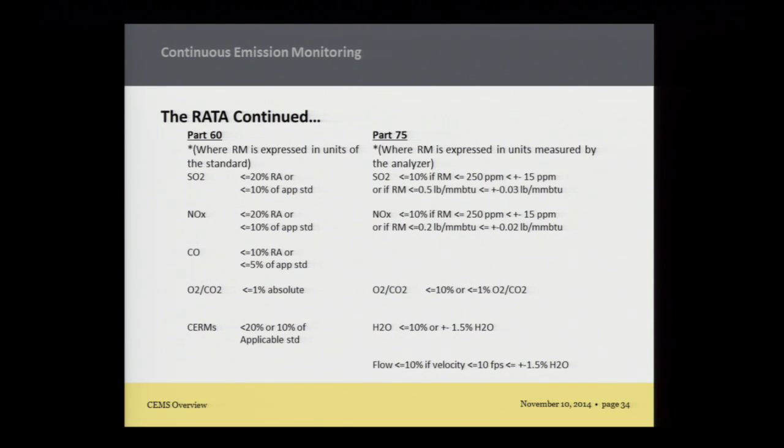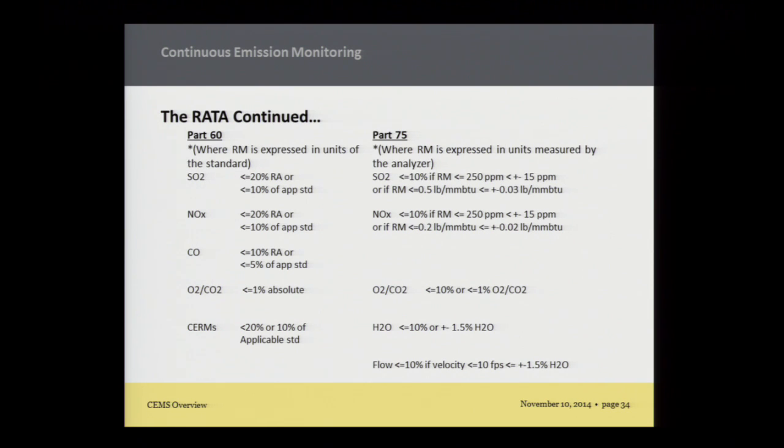So here's a breakdown of the Part 60 versus Part 75 RATA requirements. You get over here, see, it's just pretty simple: 20% of the relative accuracy or 10% of the applicable standard. When you get to Part 75, you get, whichever is less, 10%, 250, or plus or minus 15 of the standard. So when you start getting into Part 75 requirements, there's a lot more to look at because, again, you've got to pick the less of the 3. Whereas over here, as long as you meet one of those 2, you pass the RATA. So you could actually not pass it one way and pass it another and be good.